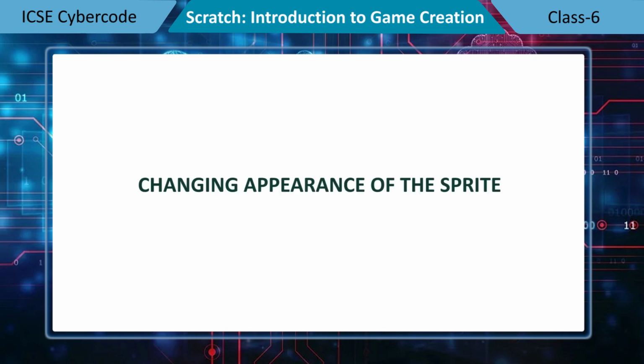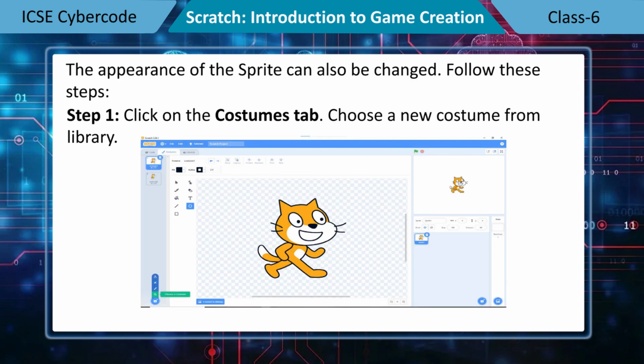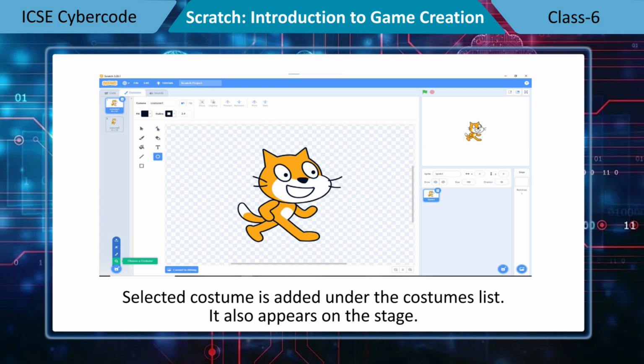Changing appearance of the sprite. The appearance of the sprite can also be changed. Follow these steps. Step 1. Click on the Costumes tab. Choose a new costume from library. Selected costume is added under the costumes list. It also appears on the stage.